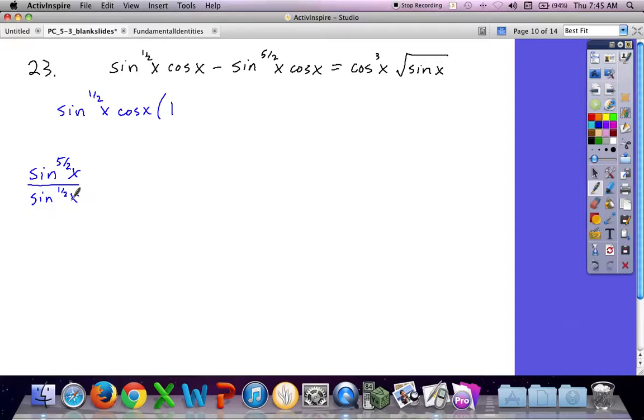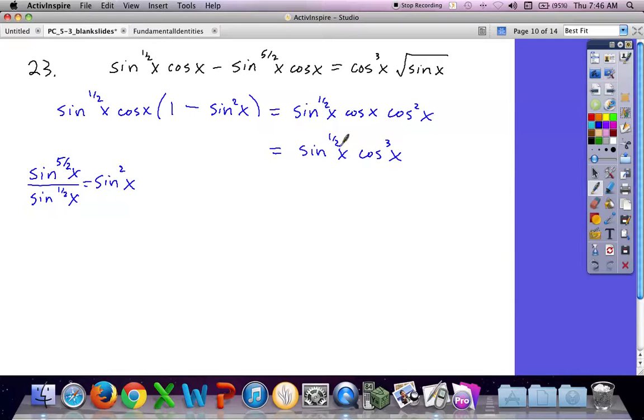And properties of exponents wise, subtract 5/2 minus 1/2 is 4/2, which is sine squared x. So that's 1 minus sine squared x. And then 1 minus sine squared is cosine squared. So now we've got sine to the 1/2 x, cosine x, cosine squared x, which is sine to the 1/2, cosine to the 3rd, and sine to the 1/2 can be rewritten as the square root. I'll change positions to make it look exactly the same.